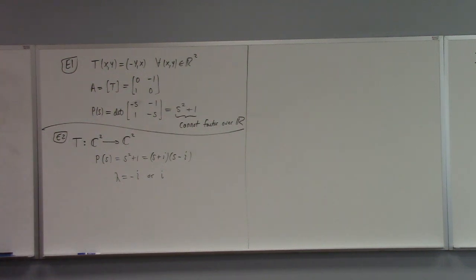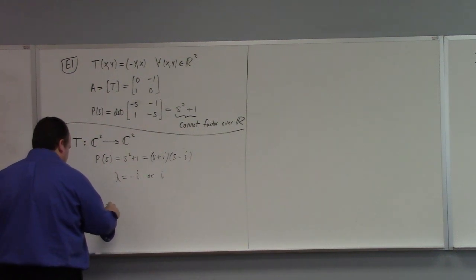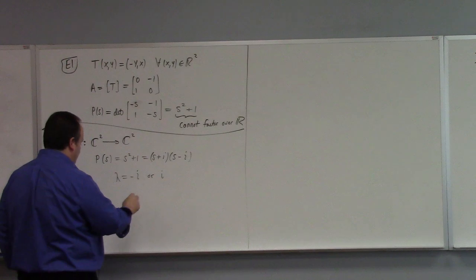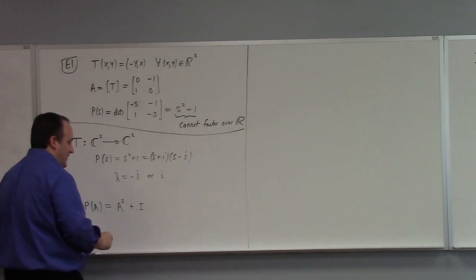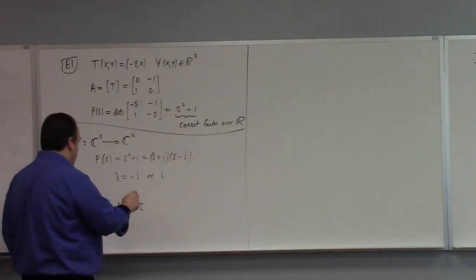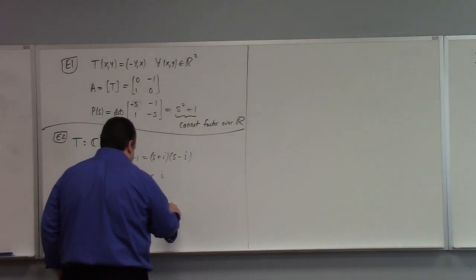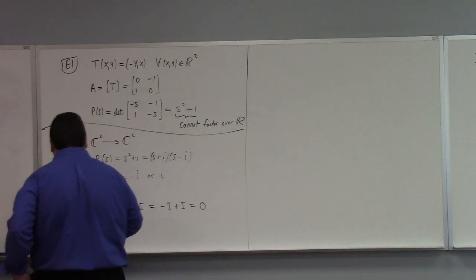What happens if we look at, and so what should P of A mean, by the way, guys? P of A should mean A squared plus the identity matrix, right? I haven't made that definition formal, but in the same way that we defined the polynomial of an operator, we can define the polynomial of a matrix. We just plug the matrix into the polynomial. What happens with A squared here? Well, if you work it out, you get minus I. So we get minus I plus I, which is 0.